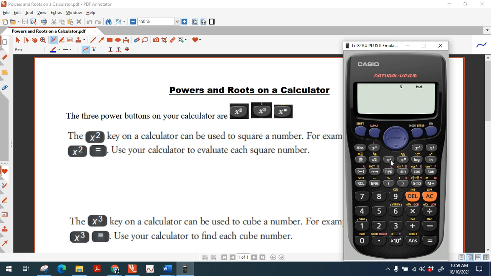Now the main buttons we use are the squared button. Okay, squared button, there it is. And we also use the cube button here. And also we use just the general power button just here. So there's three buttons, 1, 2, and 3, that we mainly use for powers. So let's have a look at our first question then.